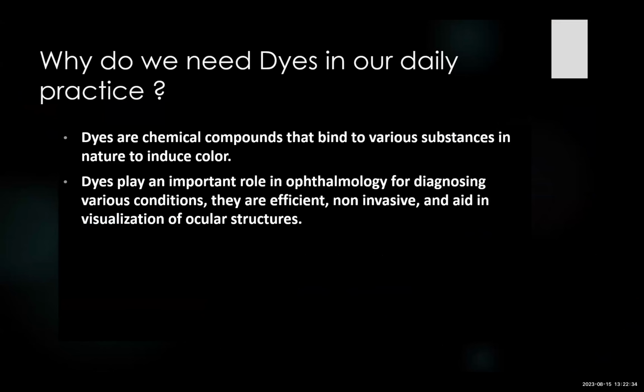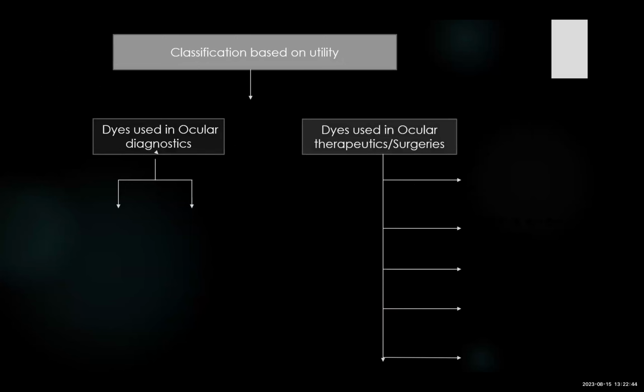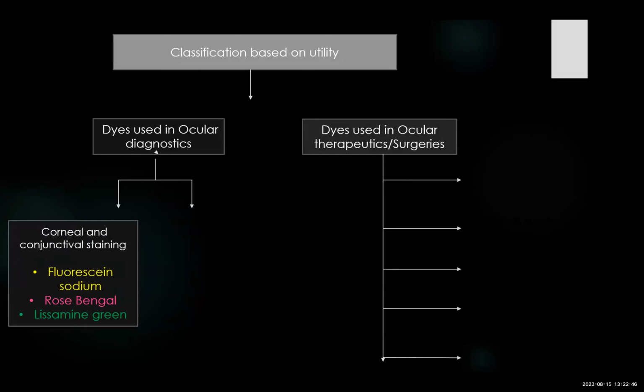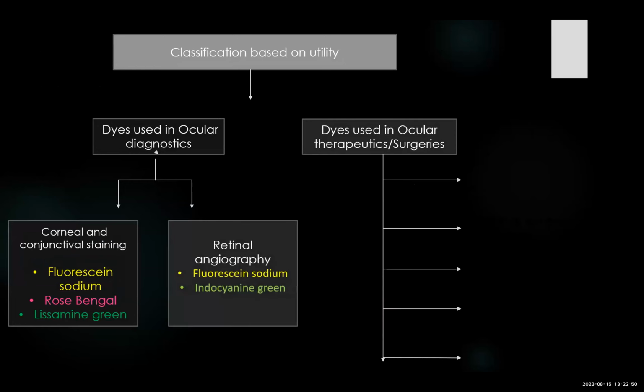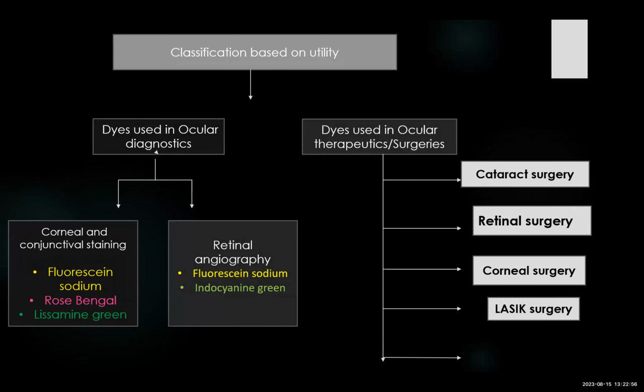So they are used in diagnosing various conditions. They are efficient, non-invasive, and aid in visualization of ocular structures. So I have classified them based on their utility in ocular diagnostics and ocular therapeutic surgeries. For diagnostics, we have corneal and conjunctival staining, and retinal angiography. And for ocular surgeries, we have cataract surgeries, corneal surgeries, retinal surgeries, LASIK, and oculoplastic surgery.